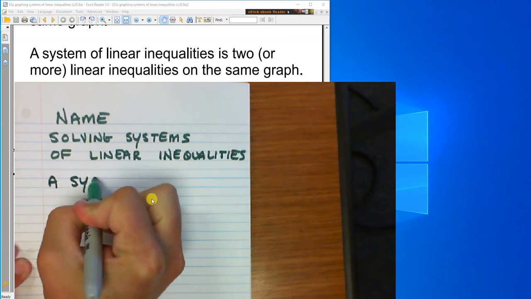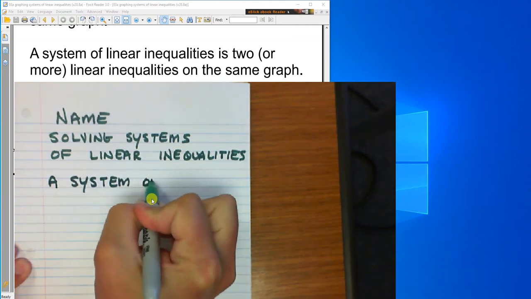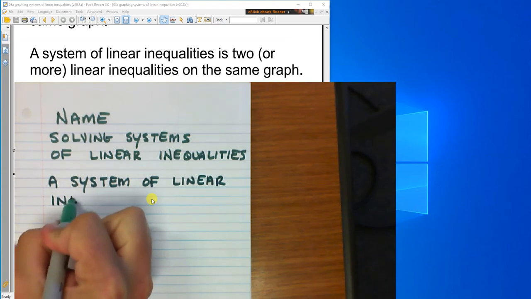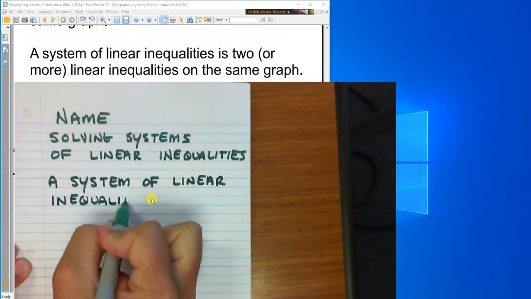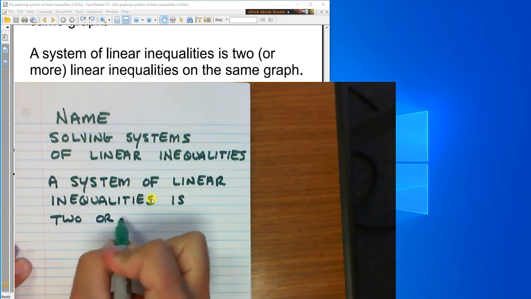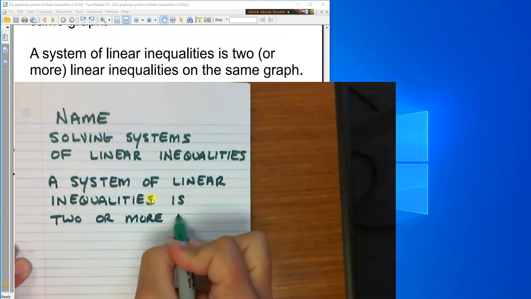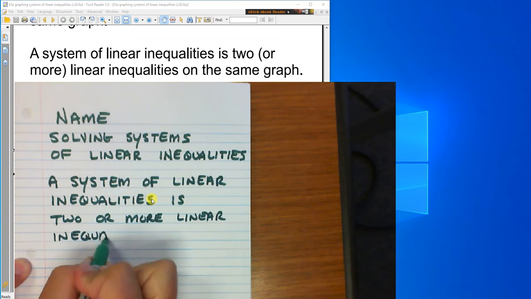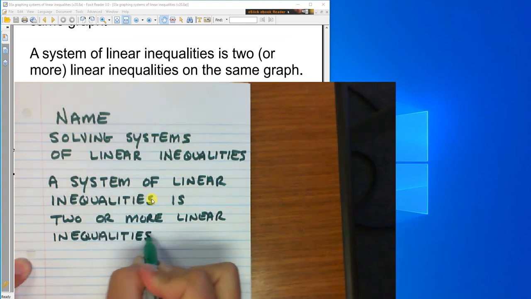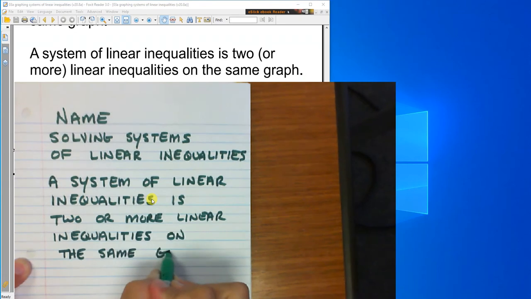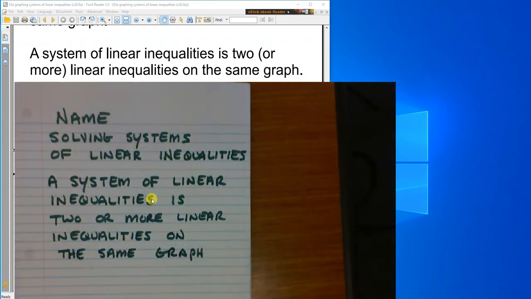A system of linear inequalities is 2 or more linear inequalities on the same graph.